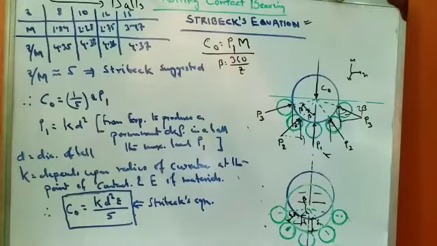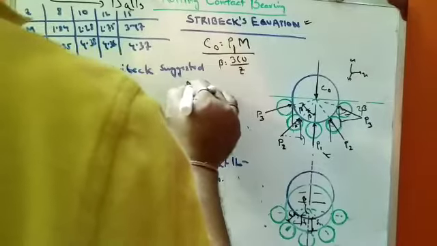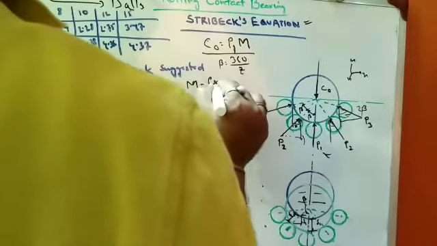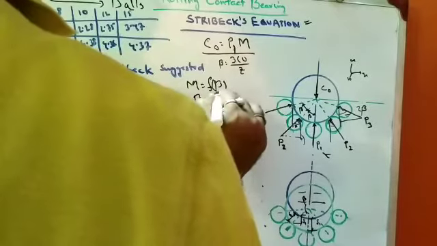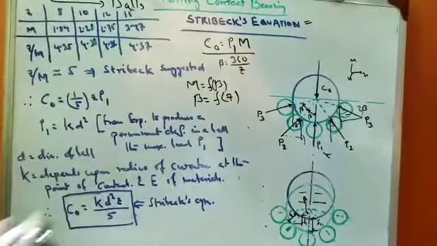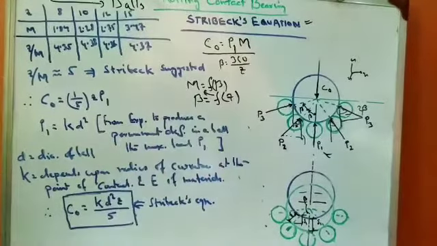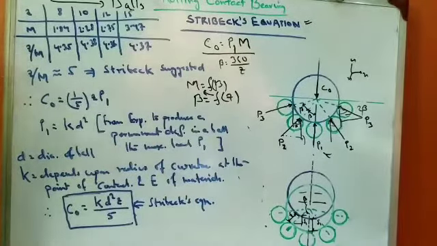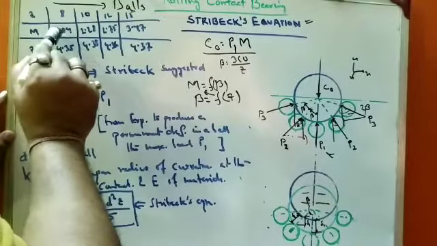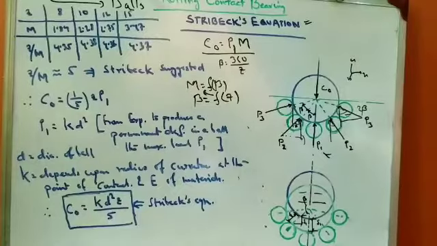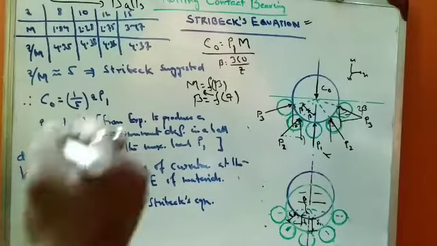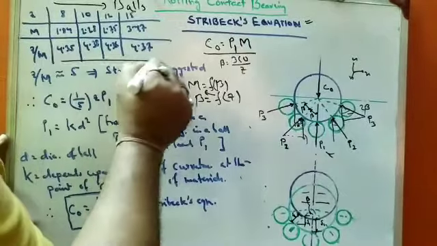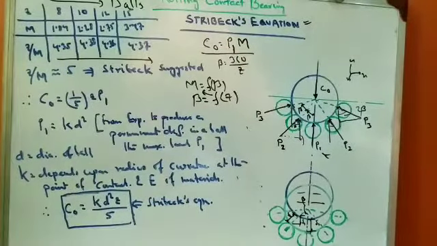For m, the value of m depends on beta, because m is a function of beta, and beta is a function of z. So when we change the value of z, ultimately m is affected. For different values of z we calculate different values of m, make a ratio between z and m, and find that this ratio z by m is almost constant. Strebeck suggested that the value of z by m is taken as 5.